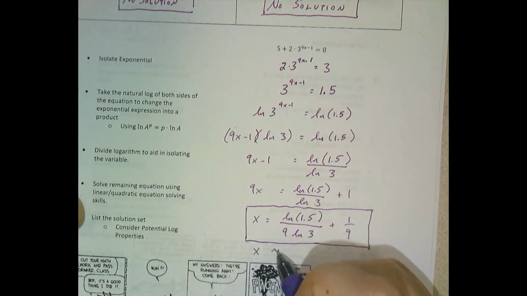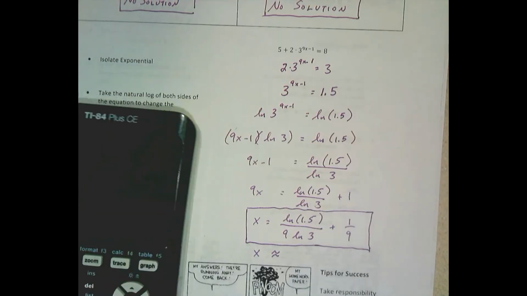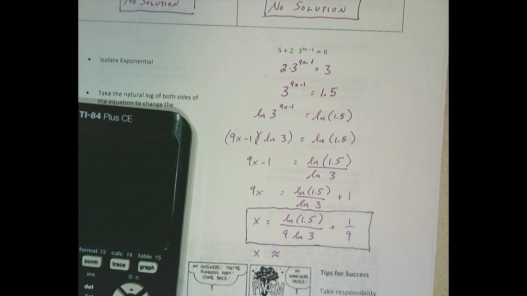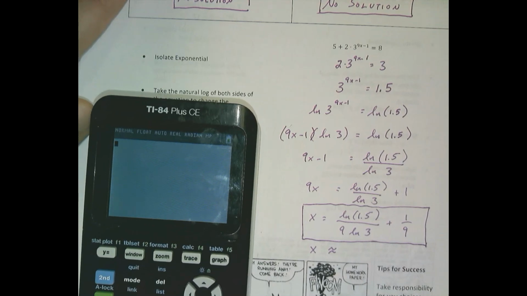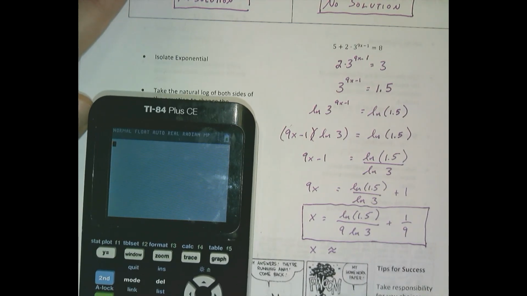If we were to approximate that as a decimal, we could turn to our calculator and again rely on the abilities of our calculator, because I can't do logarithms in my head except for a very select few of them. So ln 1.5 divided by the quantity of 9 ln of 3, and then to that we will add 1/9. And we get approximately 0.152.